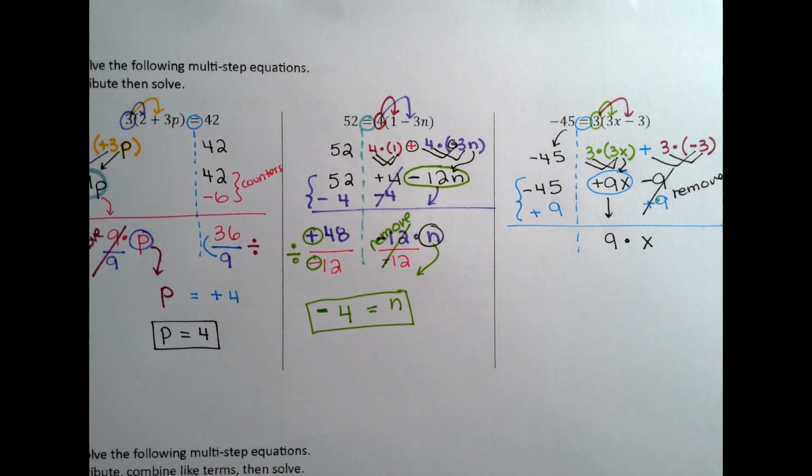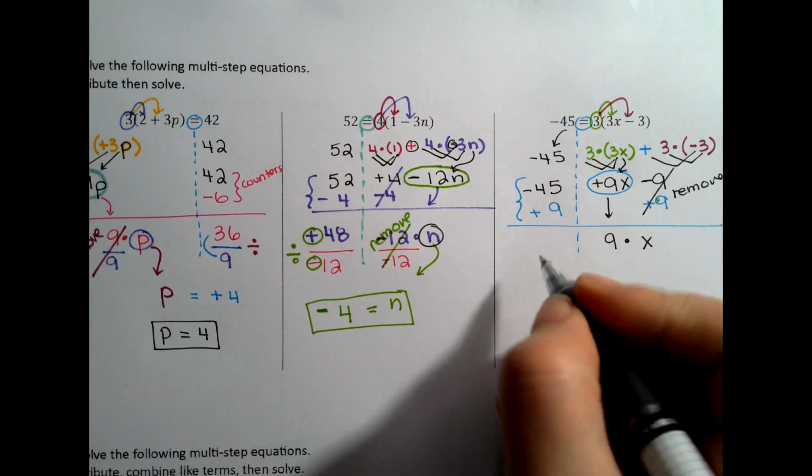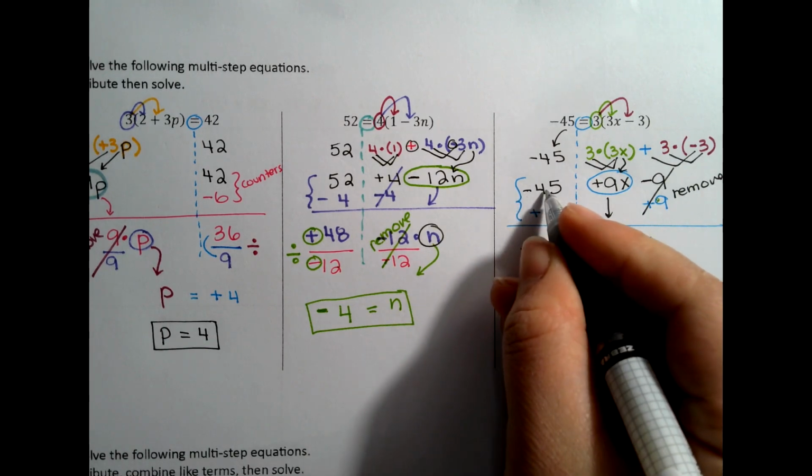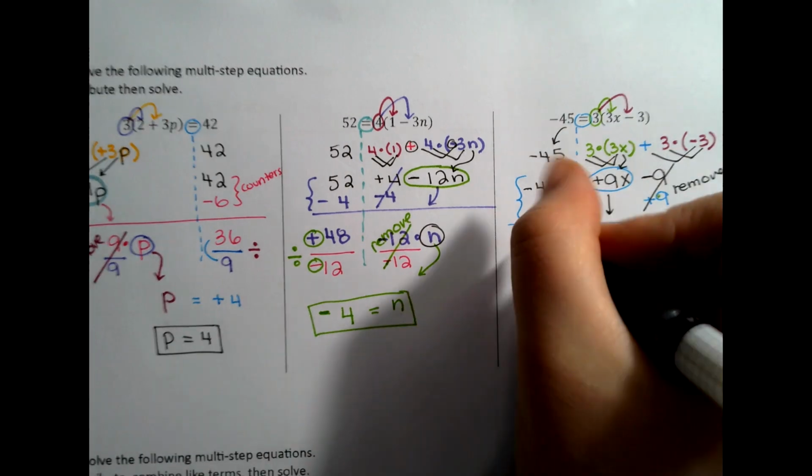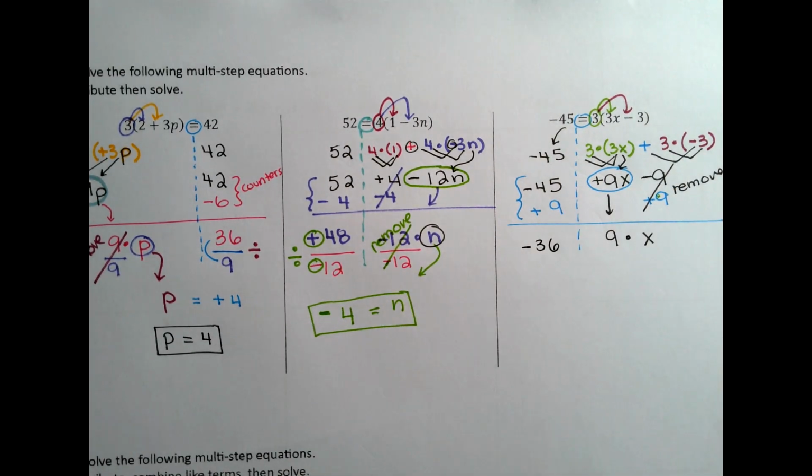I have negative 45 and 9. So you can do 45 minus 9 also, but make sure that you know that there's a lot more negatives here. So we're going to have a negative. Negative 45 take away 9. And I'm using my fingers over here. 36.